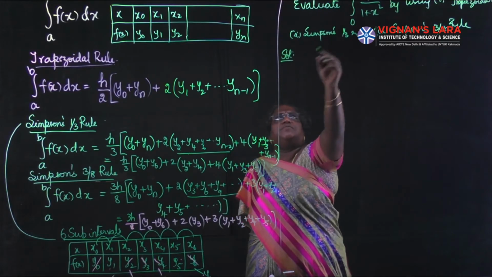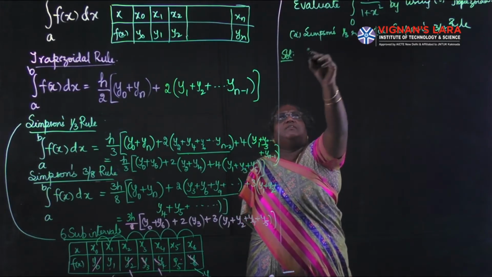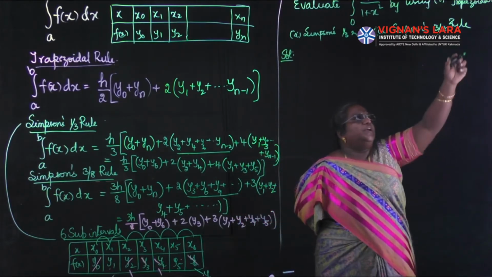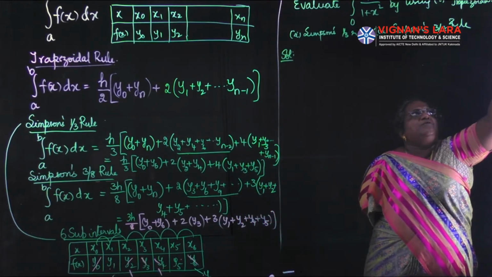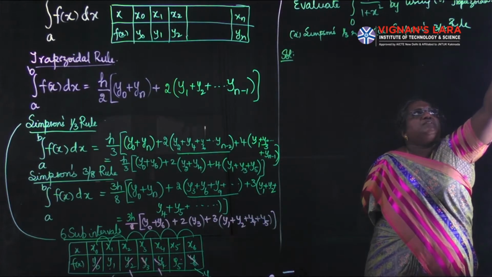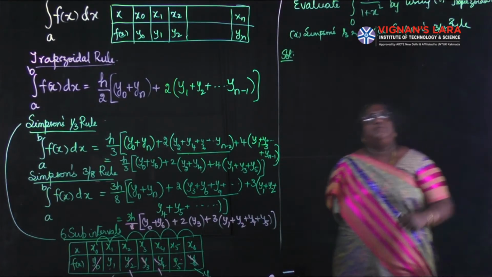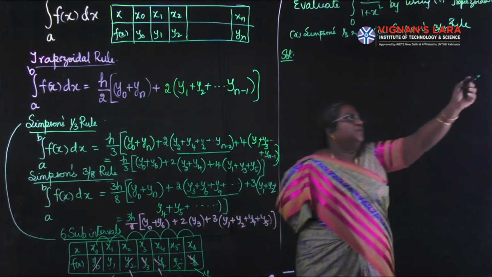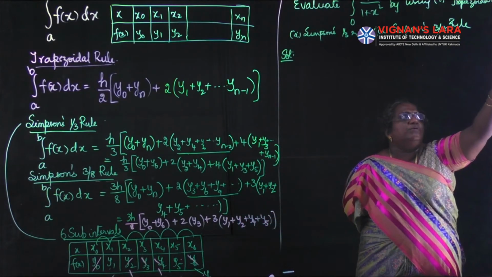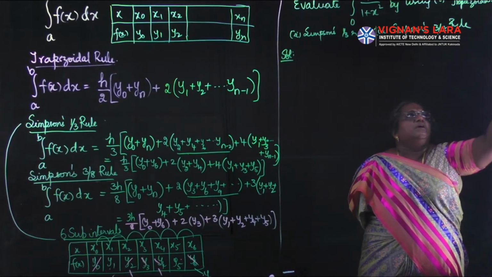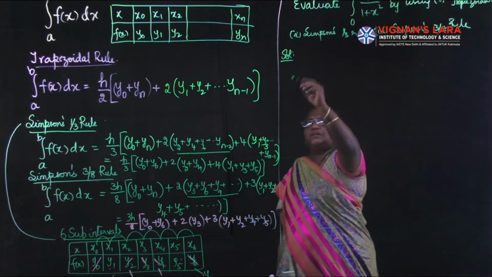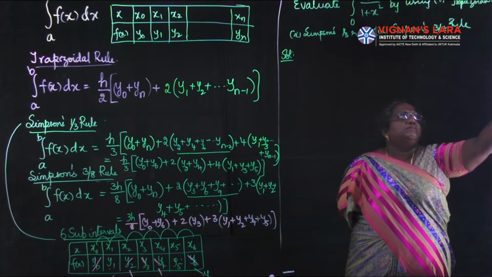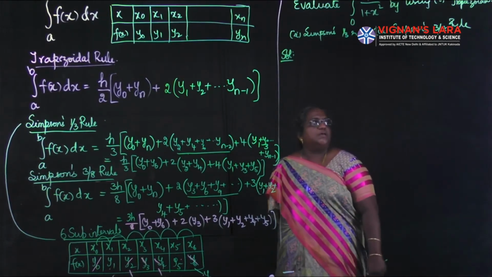So what is our f of x? Comparing the given integral with the integral a to b f of x dx, what is our a here? a is 0, b is 6. So here a is 0, b is 6, and f of x is 1 by 1 plus x square.